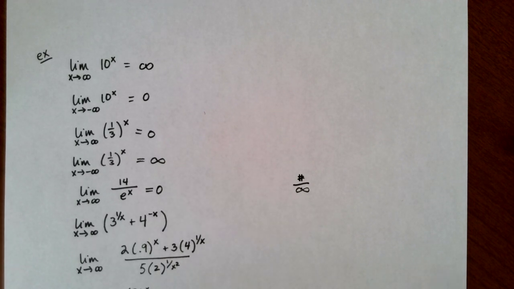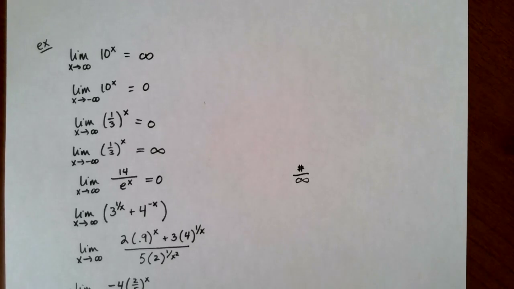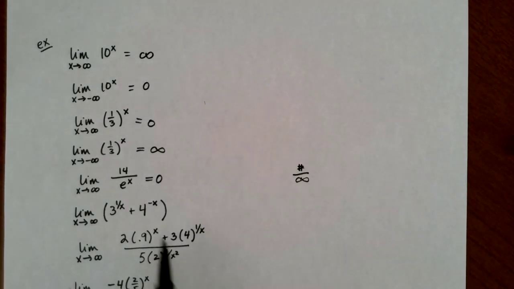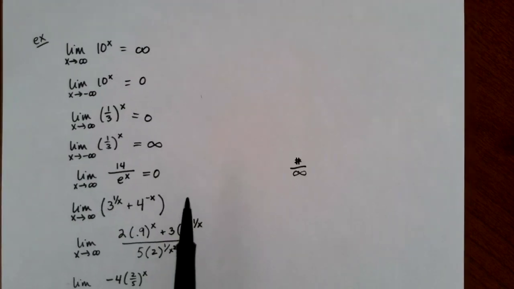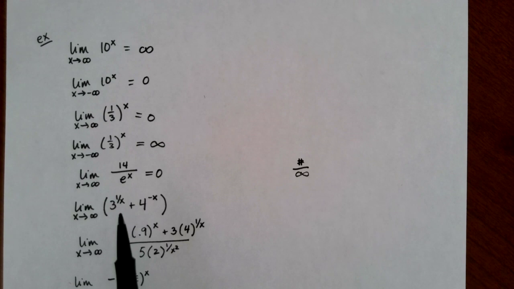All right, let's try the next one. This one's a little bit different. All right, so here our function is 3 to the 1 over x plus 4 to the negative x. 3 to the 1 over x technically isn't a normal exponential, but we can still kind of get by to a final answer here. All right, so first thing is to consider 3 to the 1 over x separately.